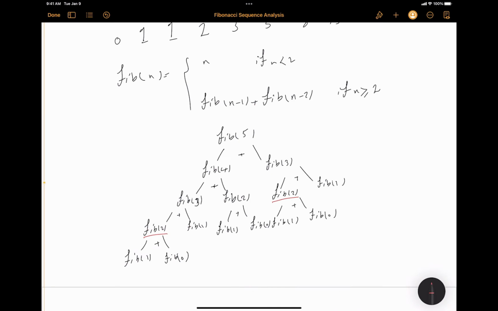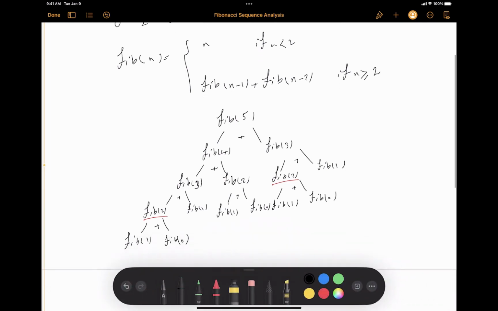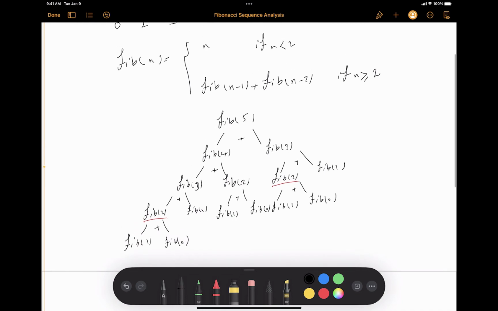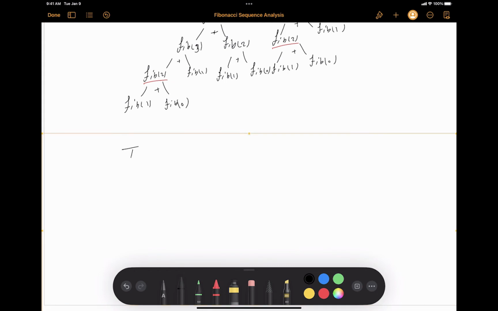As you see here, we are repeating some calculations unnecessarily, and we're going to see that this can lead to an exponential time complexity. Based on what we have learned in the time complexity analysis, we know that Fibonacci of n is equal to Fibonacci of n minus 1 plus Fibonacci of n minus 2. That means to calculate the time complexity, using T as notation, T of n is equal to T of n minus 1 plus T of n minus 2.